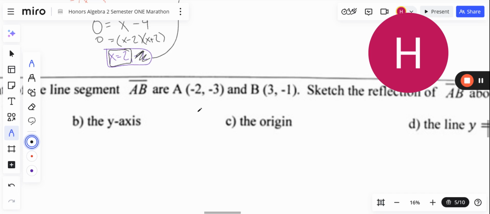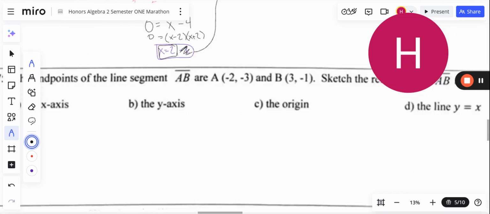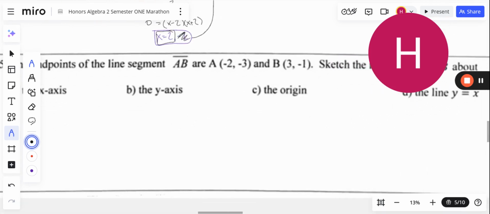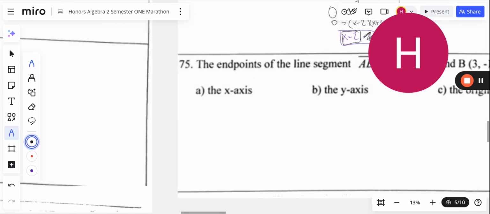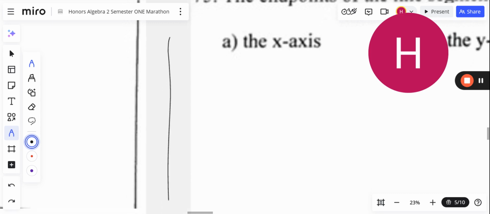A and B. Sketch the reflection of AB. I don't know that I want to sketch it necessarily, but I do want to translate the endpoints at least. So let's see, what are we looking at? Negative 2, negative 3 to 3, negative 1. Let's get zoomed in here. -2, -3. There we are, nice purple dot. And then 3, -1. Okay, I have an idea of this now.